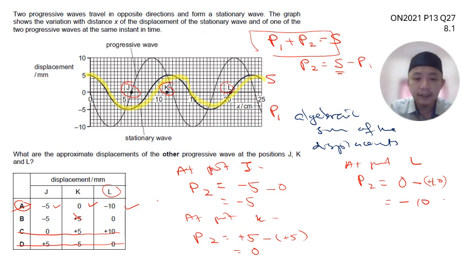So the issue here is you need to identify the other progressive wave. That means we want to find out what P2 is if we define the first progressive wave as P1 and S as the resultant stationary wave.